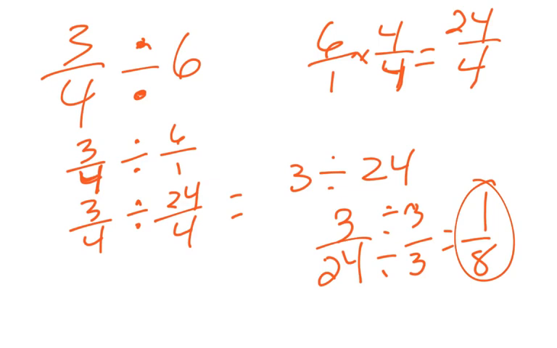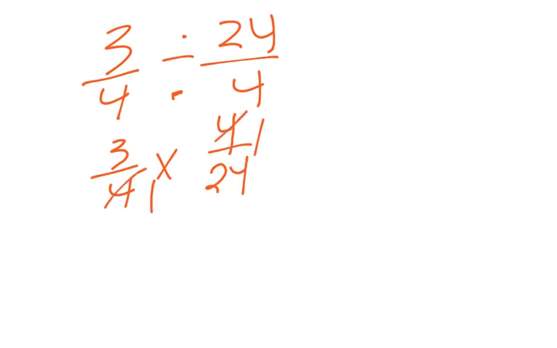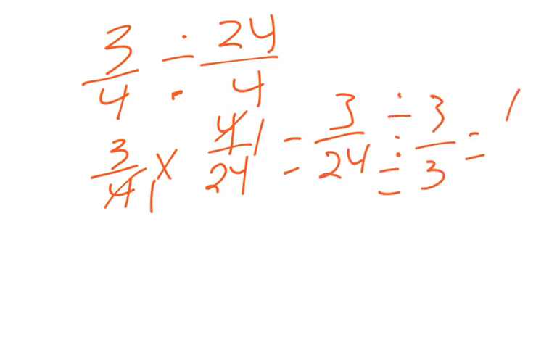I'm going to go to the next slide. Okay, so we had 3/4 divided by 24/4, okay? So if we keep, change, flip, we're going to cancel those out, right? 1, and it's going to end up with 3/24. If I divide by 3/3, I would get 1/8 for my answer. So it's the same thing.